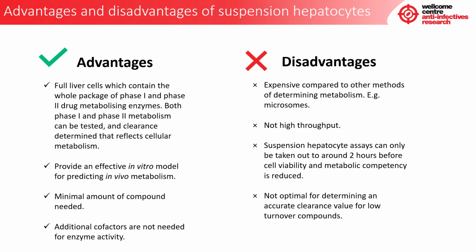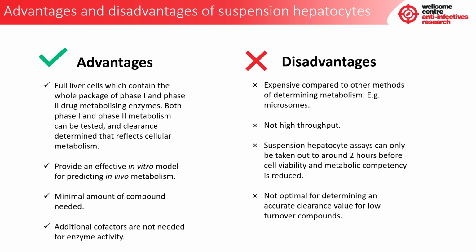Advantages and disadvantages of suspension hepatocytes. Advantages. Hepatocytes are full liver cells which contain the whole package of phase 1 and phase 2 drug metabolizing enzymes. Both phase 1 and phase 2 metabolism can be tested and clearance determined that reflects cellular metabolism. Hepatocytes provide an effective in vitro model for predicting in vivo metabolism. Minimal amount of compound is needed, and additional cofactors are not needed for enzyme activity.